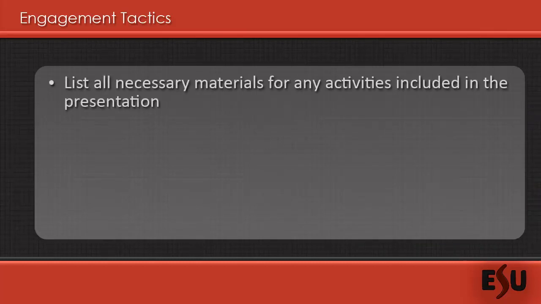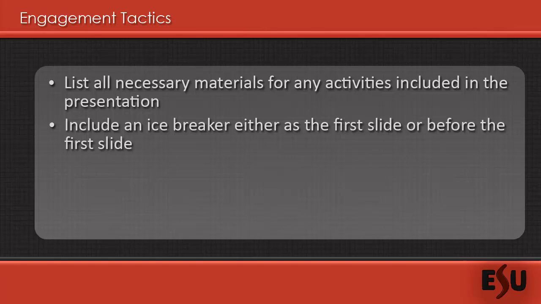Directly after the title should be a list of all materials necessary for any activities included in the presentation. After the list of materials should be an icebreaker. This may be listed under the Slide 1 section, or the icebreaker can occur before you begin using a Prezi for your presentation. So what do I mean when I say icebreaker?